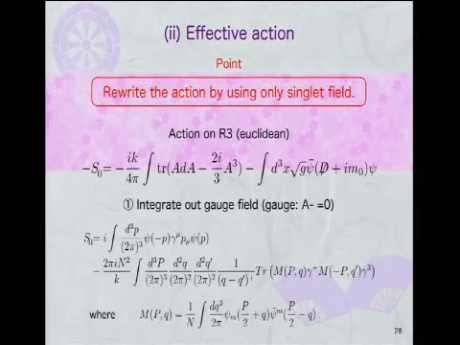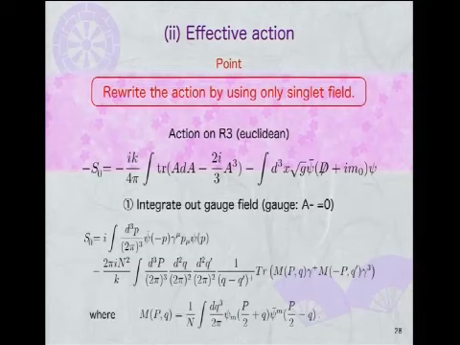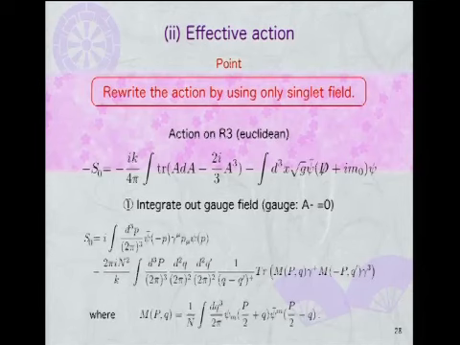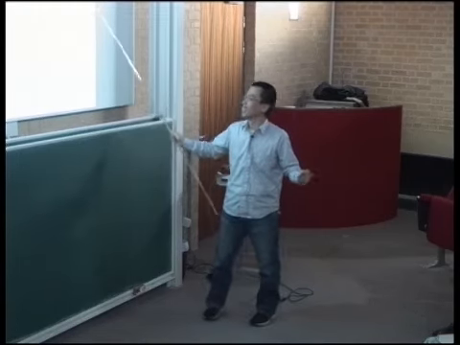Here I wrote down the same action, and taking the A_minus equal to 0 gauge, I can find this action is quadratic with respect to the gauge field. So we can integrate out the gauge field. And the resulting action is the following. Why didn't you do the math? Oh, sorry. This should be 0. Thank you. This should be 0. Sorry.